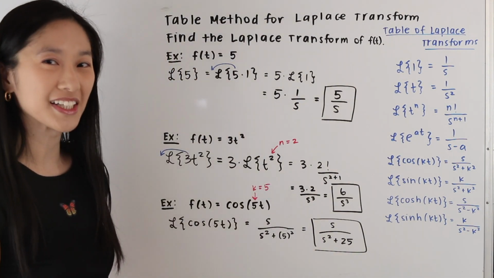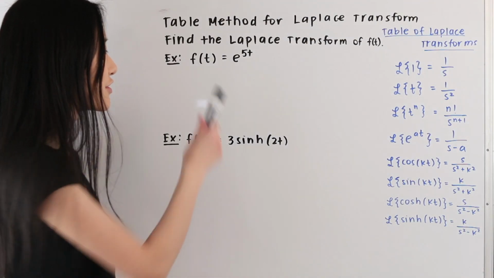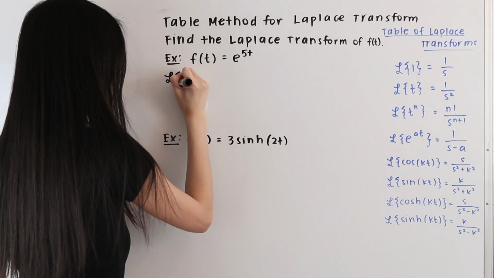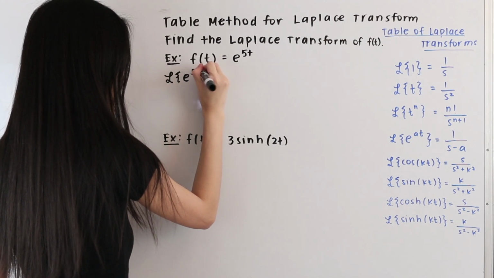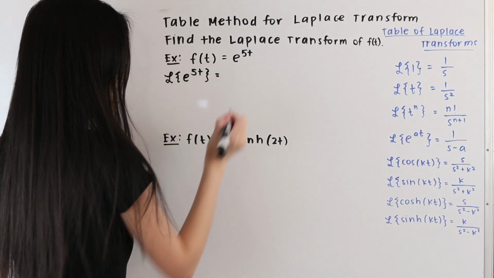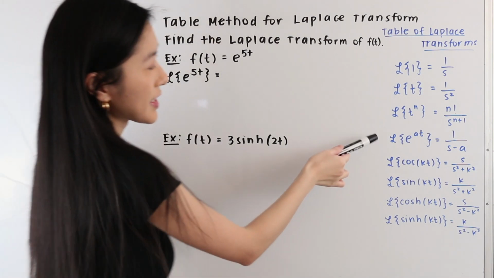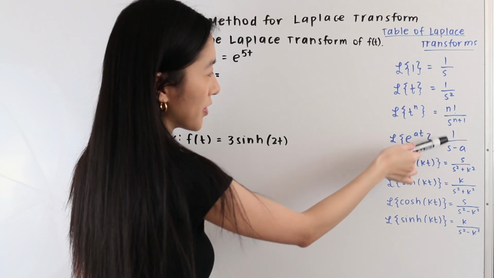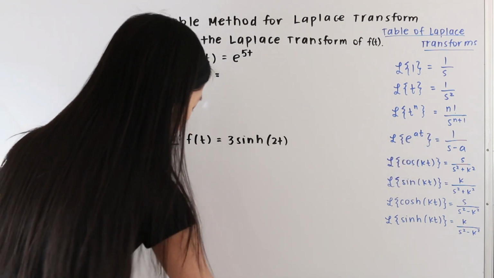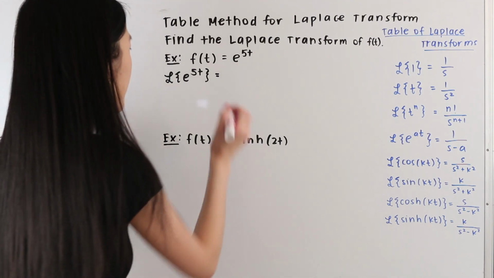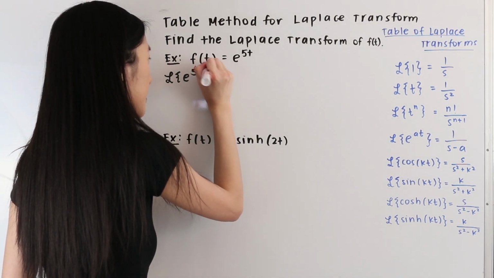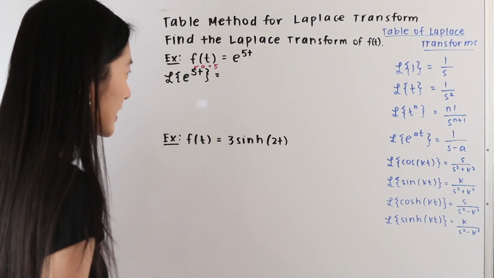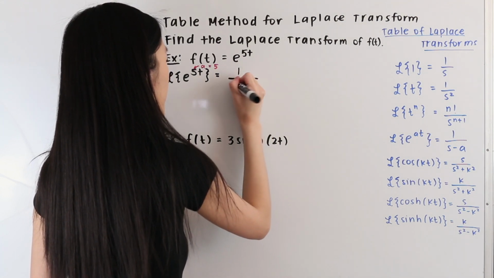And let's go ahead and take a look at a few more examples. In this next example here, we have f of t is equal to e to the 5t. So let's go ahead and take the Laplace transform of f of t. And so we have this case here. So the Laplace transform of something of the form e to the at is equal to 1 over s minus a. And here we know that a is equal to 5. So the Laplace transform of e to the 5t is equal to 1 over s minus 5.